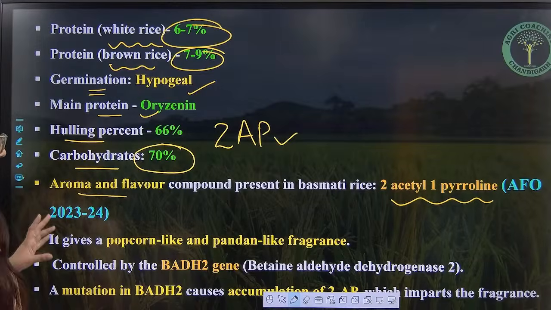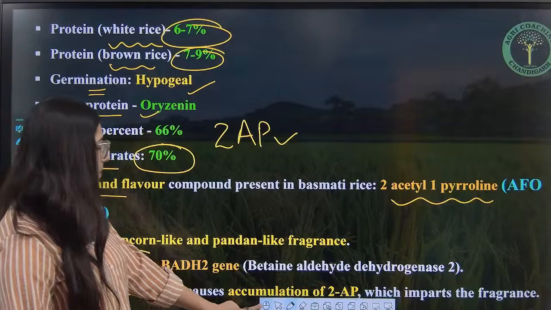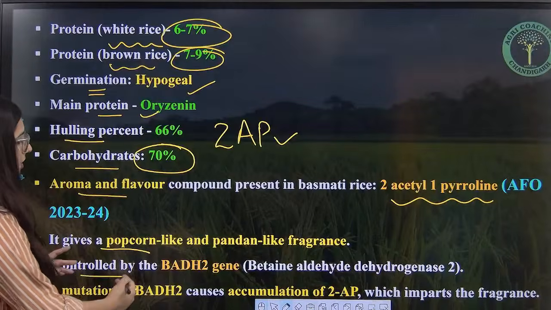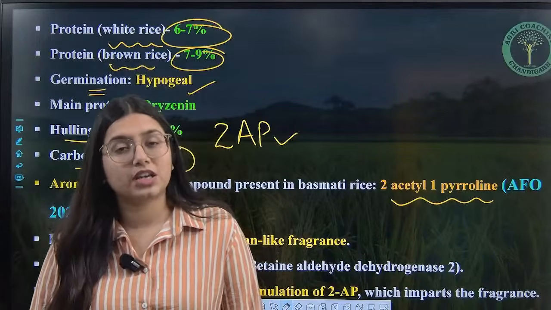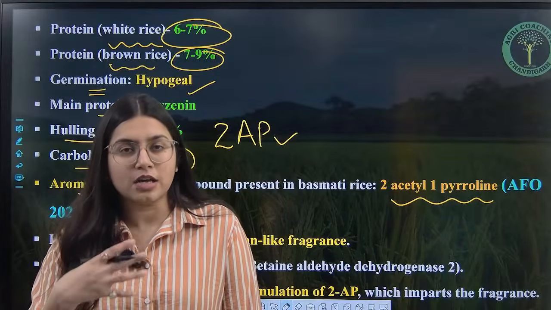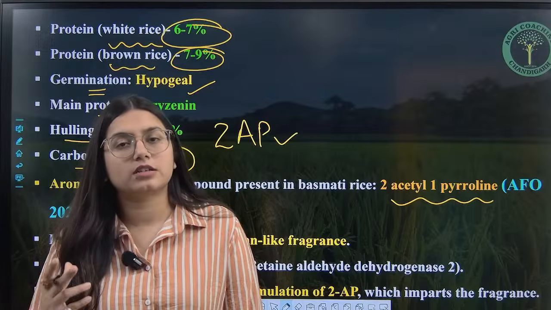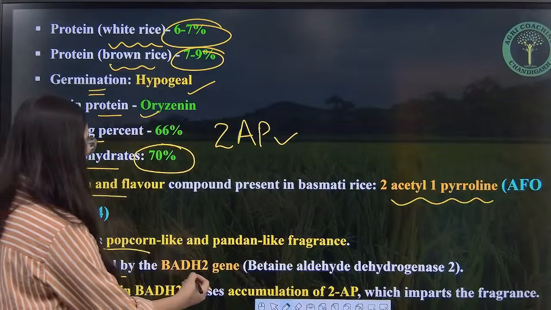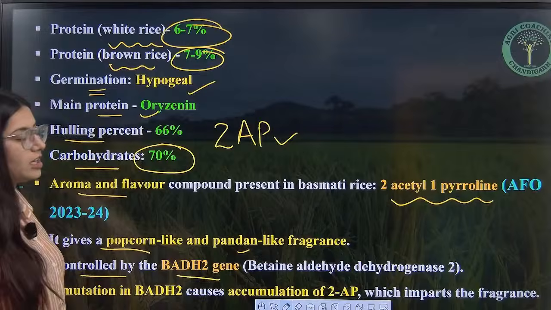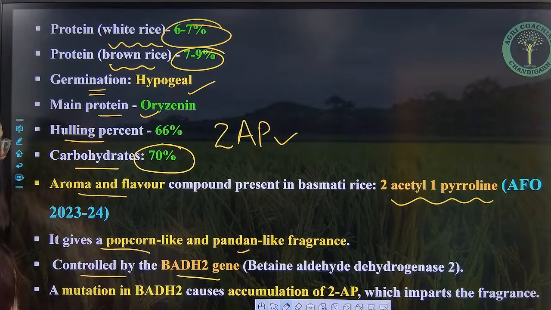It was asked in A4 exam. Now, it gives a popcorn-like and a pandan-like fragrance, and it is controlled by which gene? Basically, the compound is 2-AP. But which gene is responsible behind the formation of 2-AP? The answer is BADH2 gene, betaine aldehyde dehydrogenase 2. Okay, the correct answer is betaine aldehyde dehydrogenase 2.